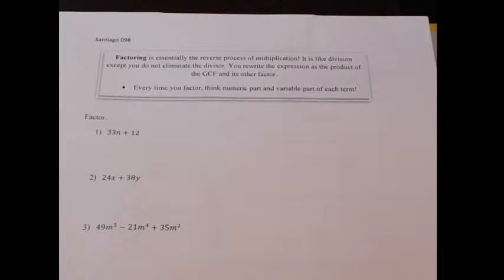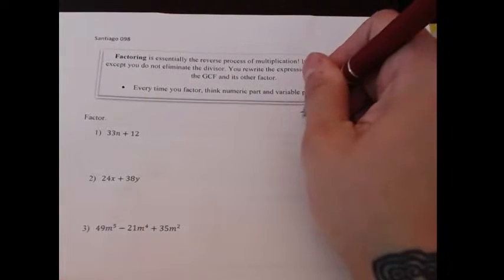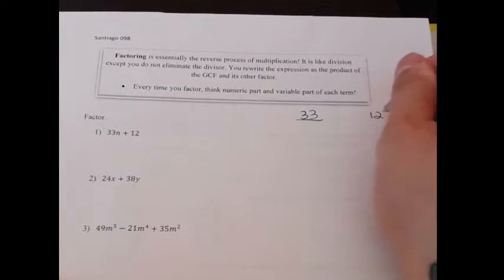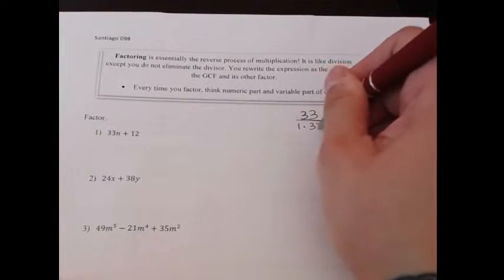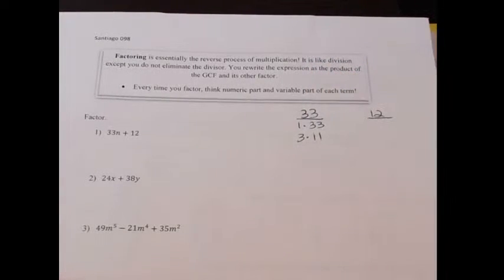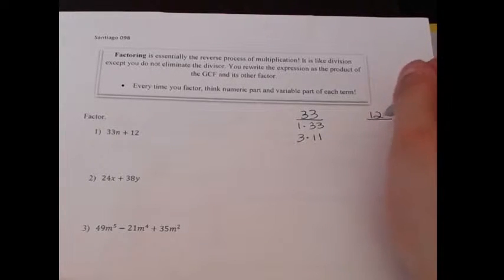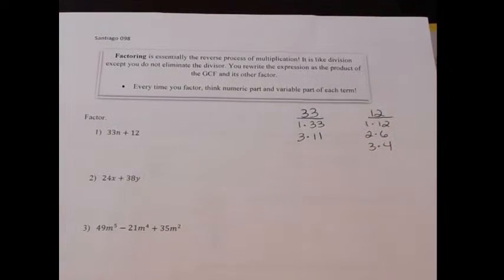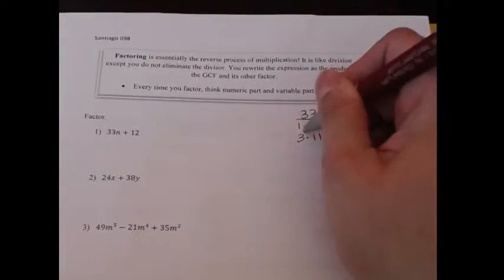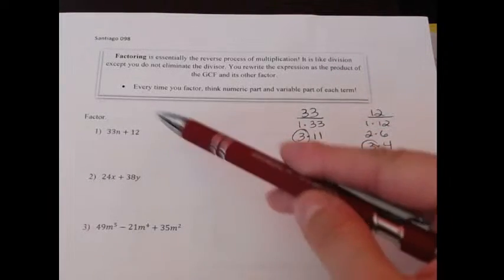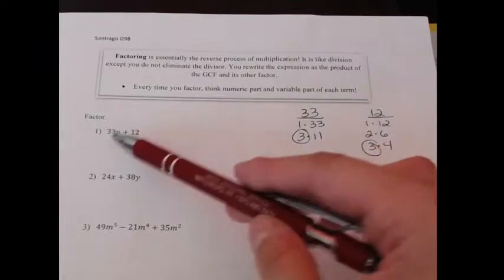Our first example is 33n plus 12. Again, what may help is go ahead and let's write out the factor pairs for 33 and for 12. So we have 1 times 33, 3 times 11. And that's as far as we go with 33. With 12, we have 1 times 12, 2 times 6, 3 times 4. Looking at both of these sets of factor pairs, notice that our GCF happens to be 3. So for the numeric part of each term, I notice that my GCF is 3.